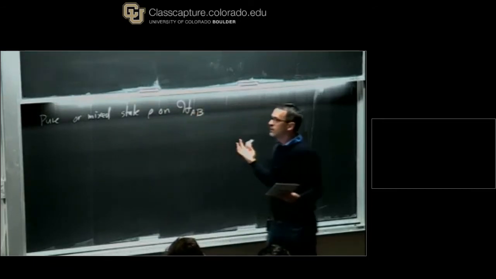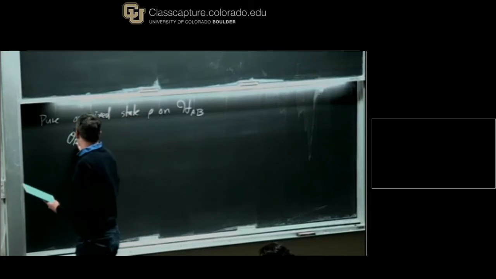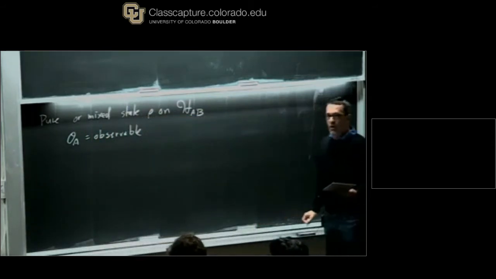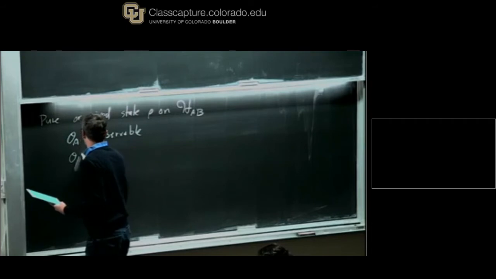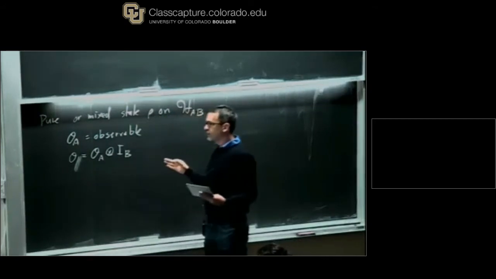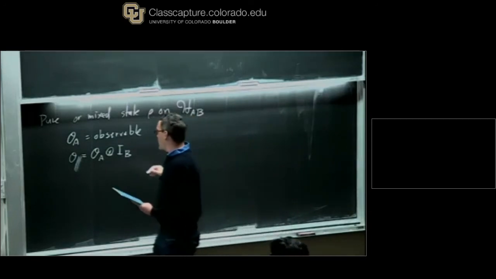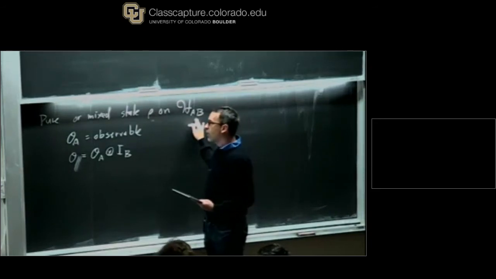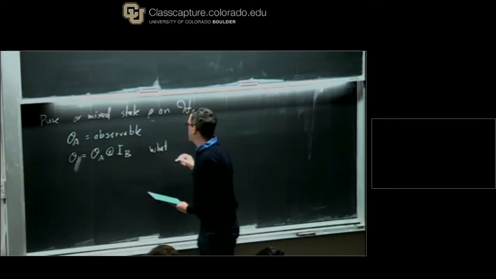What does it look like to an A observer? So given an A observable, there's a corresponding observable on AB. We can define this, just tensor with the identity on B, and that's the corresponding observable on AB. And if we want now to ask, given a fixed state rho on HAB, what is the state on A such that we get the right expectation values.